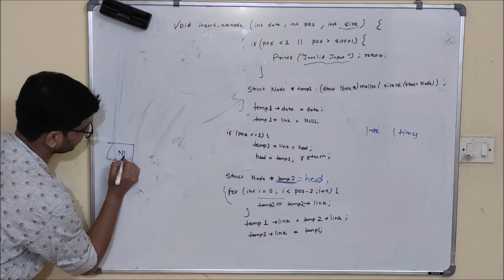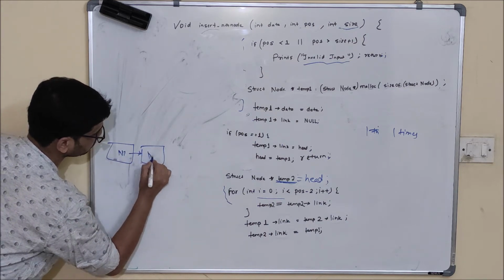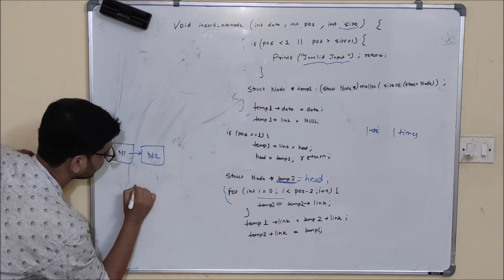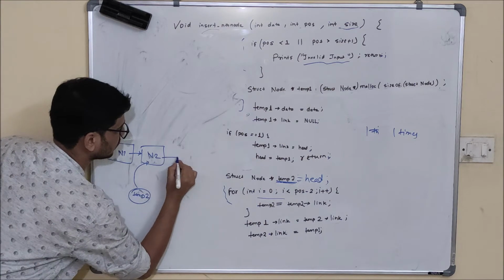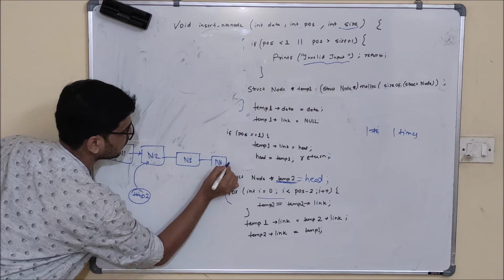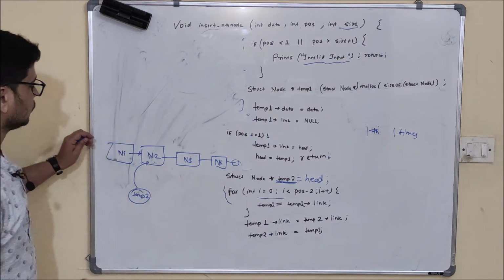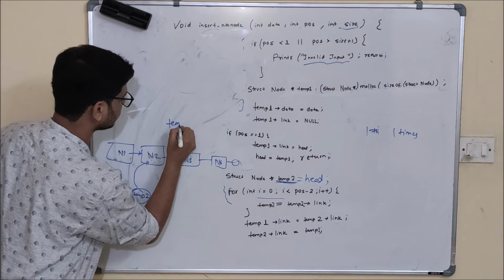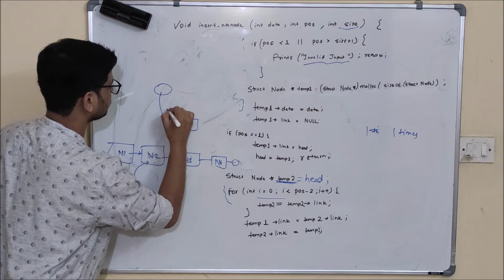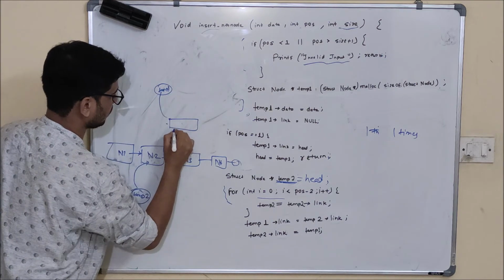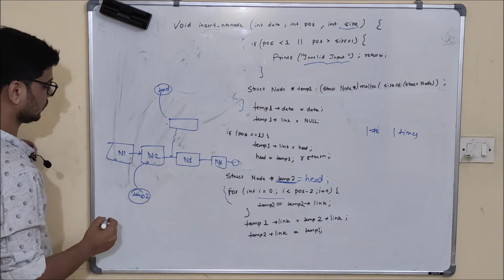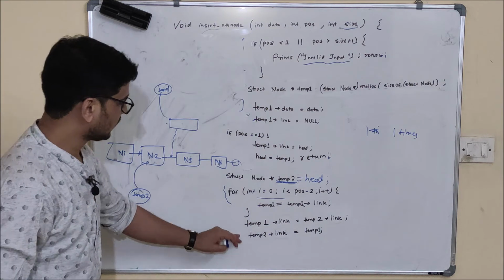So this is our n1, this is our n2. Now this temp2 will point to n2. This is our n3, this is n4, and it is pointing to some null address. So we want to insert this node between node 2 and node 3. Okay.